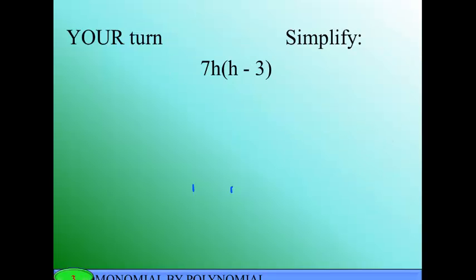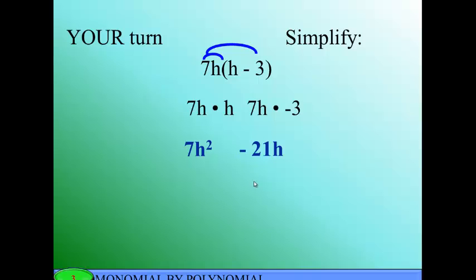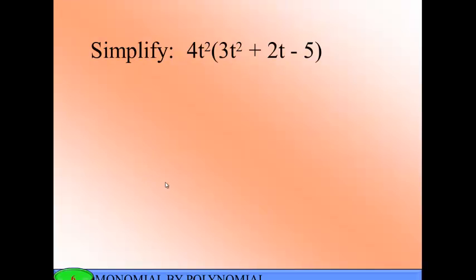Let's have our second example. So again, distribute 7h to our h. 7h times h will give us 7h squared, and 7h times negative 3 will give us negative 21h. Combining these two together, we are going to have 7h squared minus 21h.